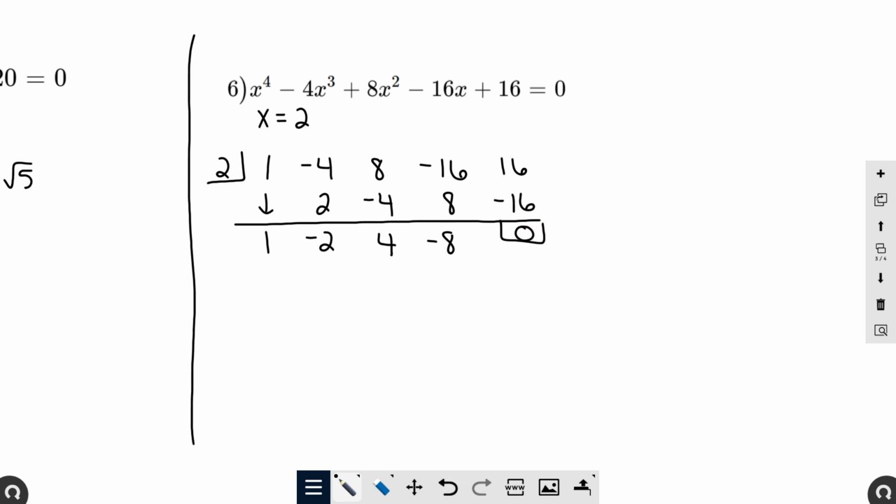Remember, the remainder must be 0. So double check your work. Make sure you get 0 there at the end.